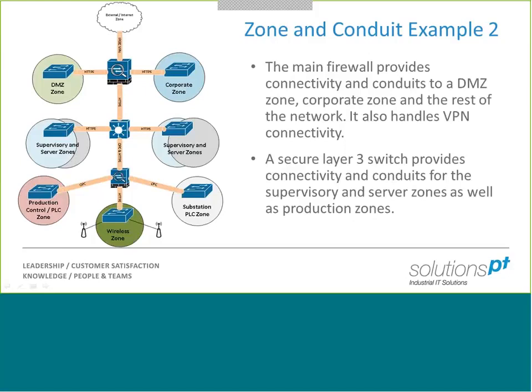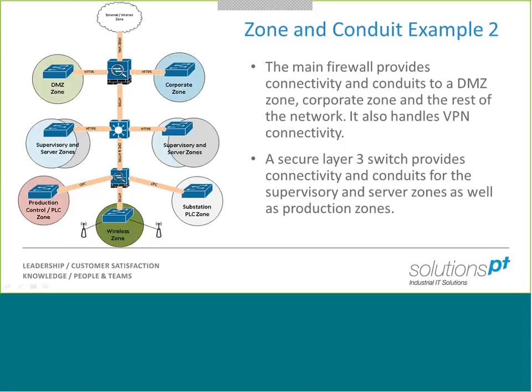Now, the wireless zone here, let's imagine we've got some wireless tablets or devices on the plant floor that need some kind of reporting service, or they need some functionality there, and some secure functionality to be able to access, let's say, an application server in the server zone. So again, we're just allowing our HTTPS traffic through our conduit there.